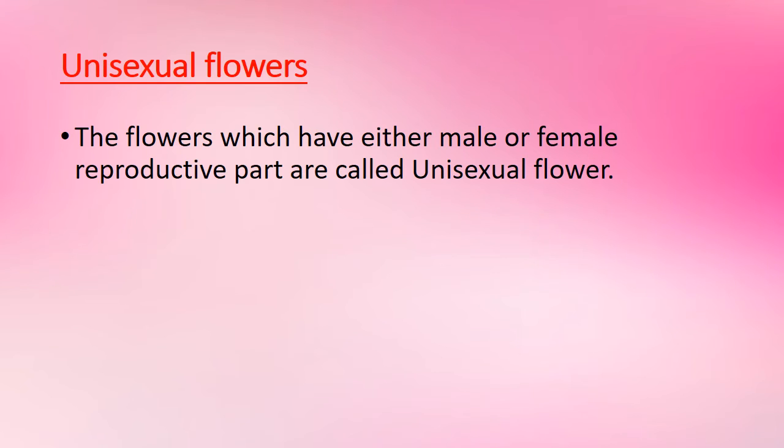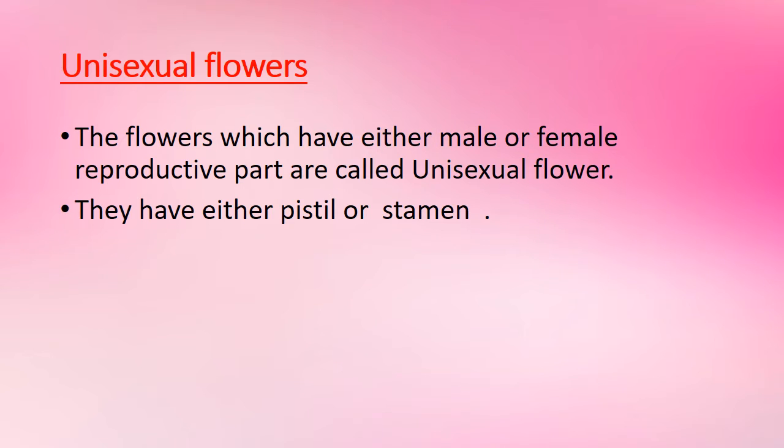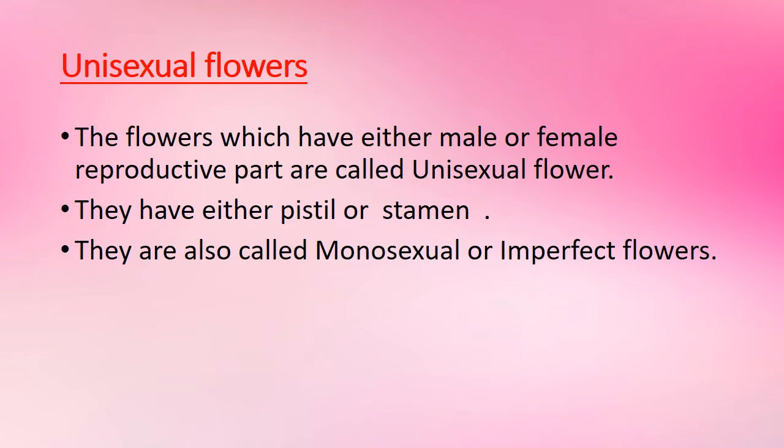Next is unisexual flowers. Unisexual flowers are those flowers which have either a male or female reproductive part. The flowers which have either a male or female reproductive part are called unisexual flowers. Either they will have pistil or stamen, not both of them, any one of them. That is why they are called monosexual or imperfect flowers.